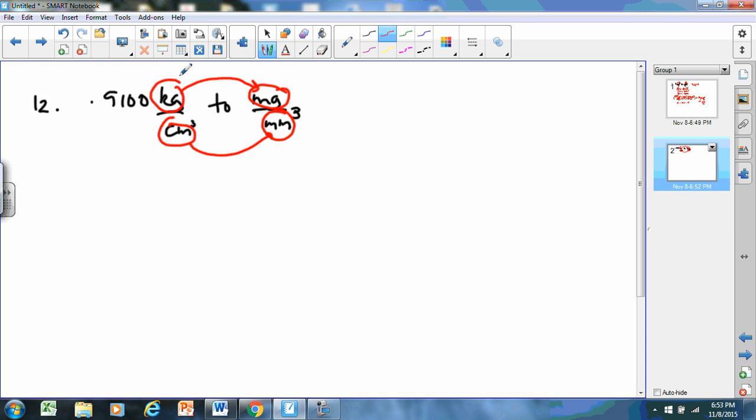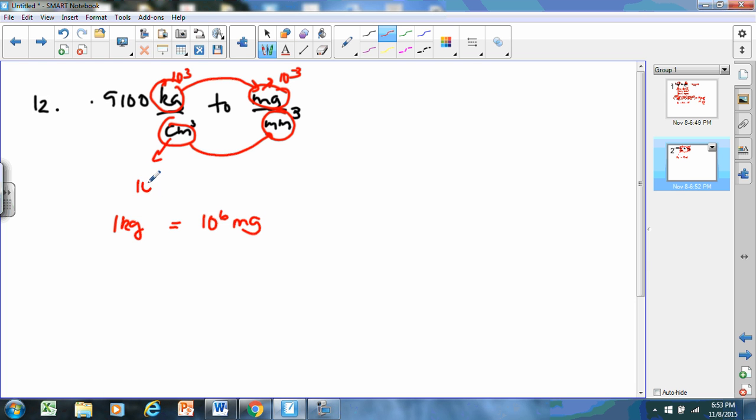So on the top, kilo is 10 to the positive 3. Milli is 10 to the negative 3. How far is it from positive 3 to negative 3? It is 6. What's bigger? A kilogram. So 1 kilogram is a million milligrams. That takes care of the top.